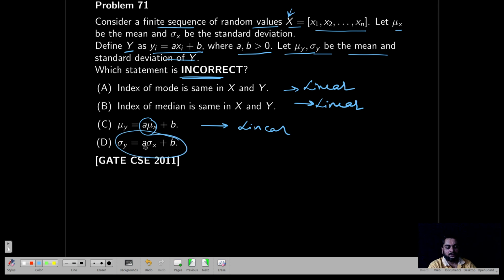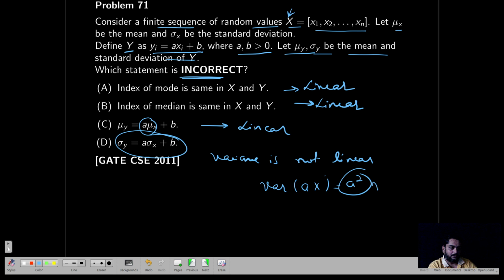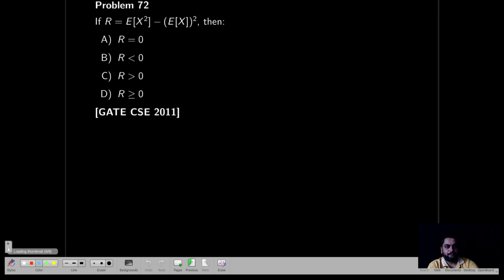Now, the variance is not linear. Why? For example, variance of a x is equal to what? a square into variance of x. That's why this statement is wrong. This is not linear, not right like this. That's a simple question based on the concept.